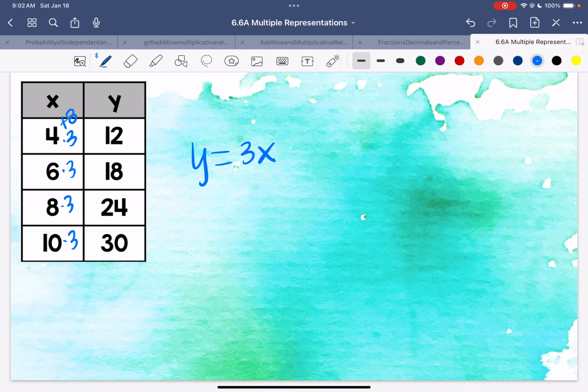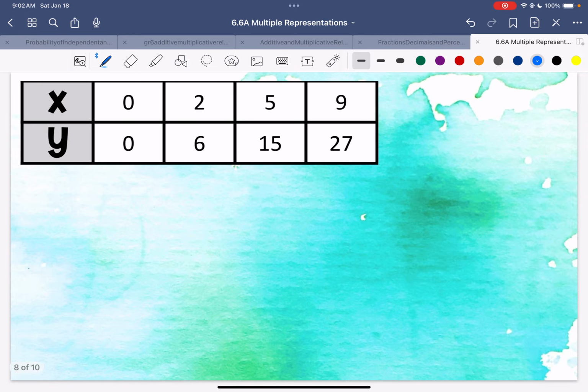Now, refresh your memory. X is your independent value, and y is your dependent value because your y depends on your x. All right. Here's another example. We can try doing it this way.